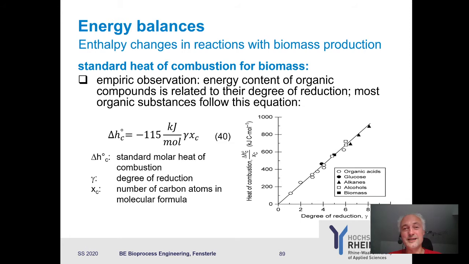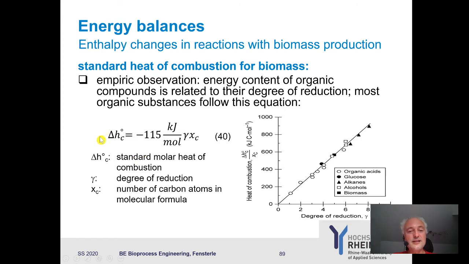Please put it in the chat. What is the degree of reduction of methane? And then you will see, this is the highest amount of electrons I have to transfer. Therefore, more energy needs to be released. And if you then just measure these energies for different substances with different degrees of reduction, you come up with this straight line, and you come up with a simple equation.